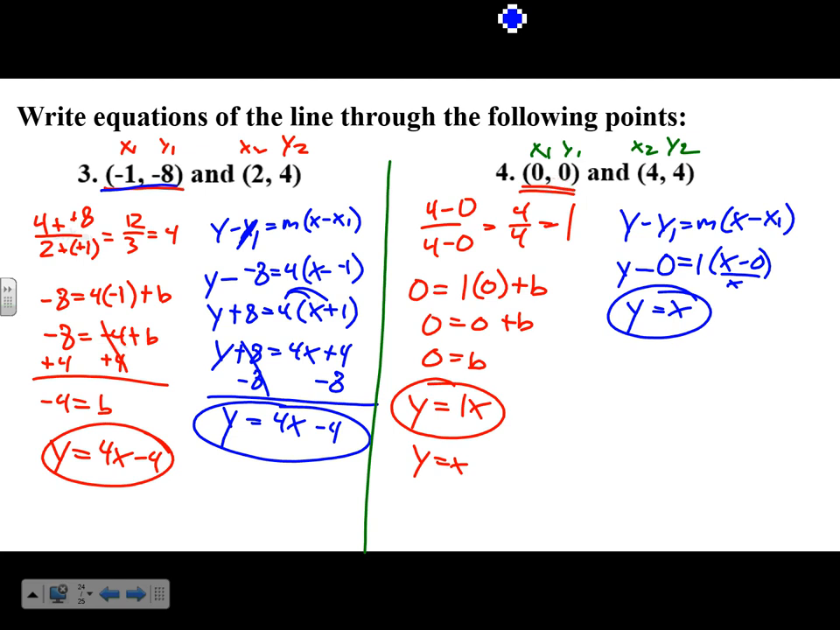Now, the other thing you could do, and this is just a stretch, I know my y-intercept had to be 0 because your y-intercept is where your x is 0. So if your x is ever 0, that y-coordinate is your y-intercept then.